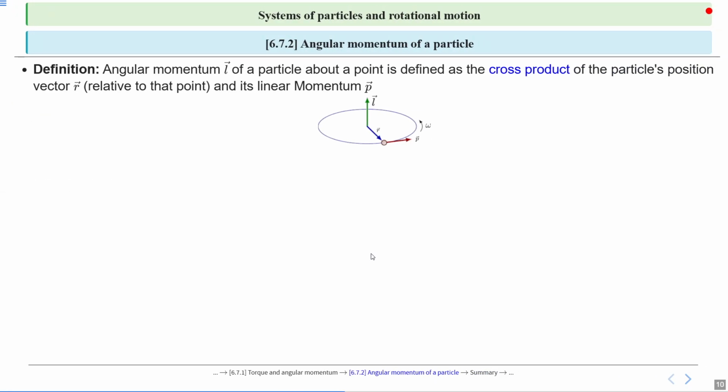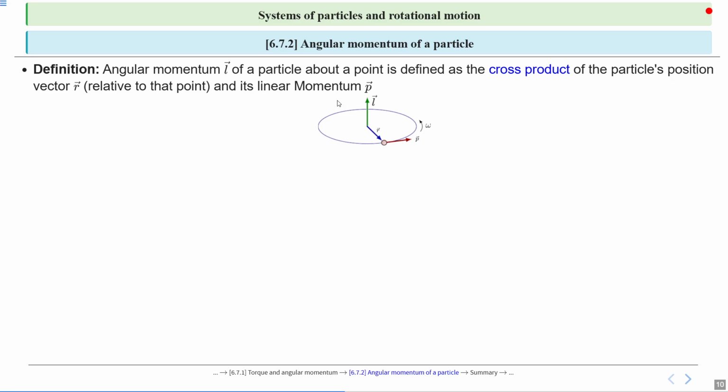Angular momentum of a particle. Now we will learn angular momentum. Here the question arises, what is angular momentum? Just like a moving particle has linear momentum, p equal to mass into velocity, angular momentum is the rotational analog of linear momentum. It tells us how much rotational motion a particle has about a point or axis.